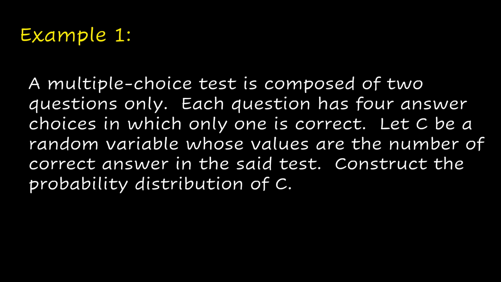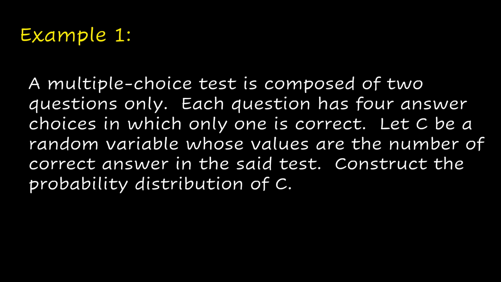A multiple choice test is composed of two questions only. Each question has four answer choices in which only one is correct. Let C be a random variable whose values are the number of correct answers in the said test. Construct the probability distribution of C. So take note that in this problem, we are asked to construct a probability distribution and the random variable is represented by capital letter C. Now this set C is composed of elements which are actually the number of correct answers in the test.